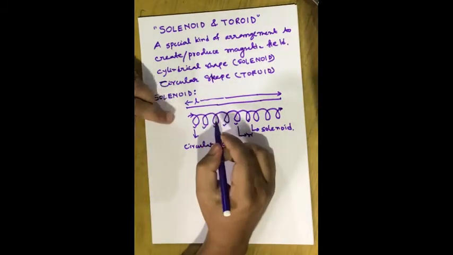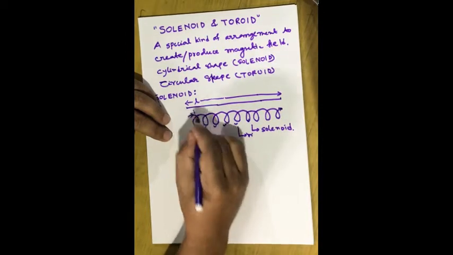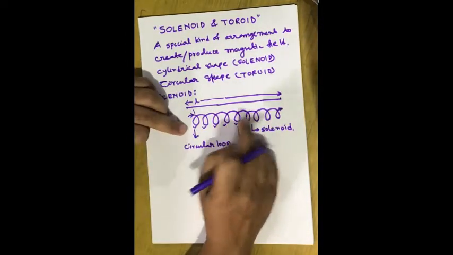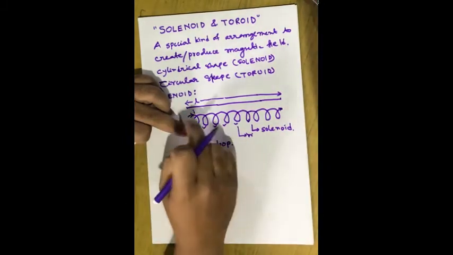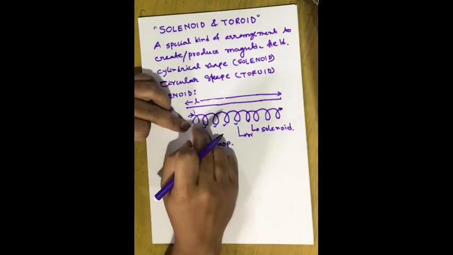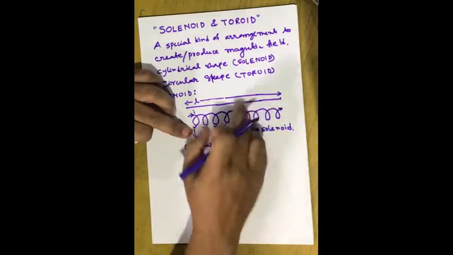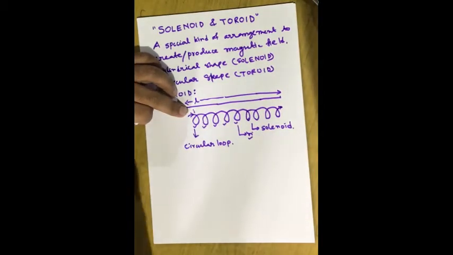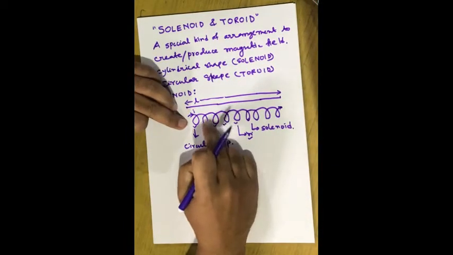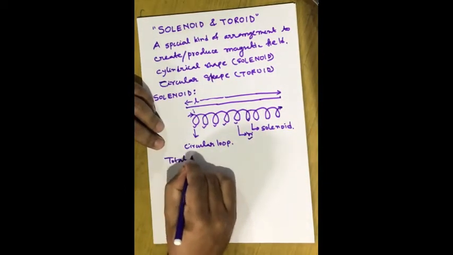Now suppose a current I is flowing through this solenoid. We always use current in order to produce a magnetic field, right? So if you flow a current I through the solenoid, then the net magnetic field will be the resultant field due to the n circular loops. Each circular loop will contribute towards the magnetic field.